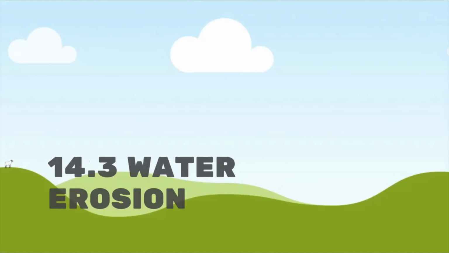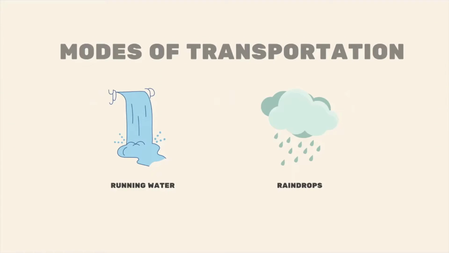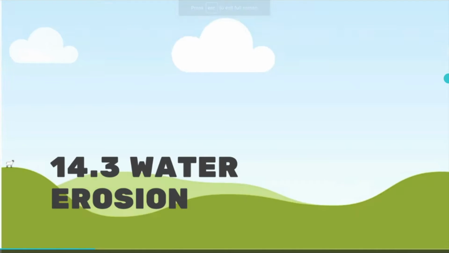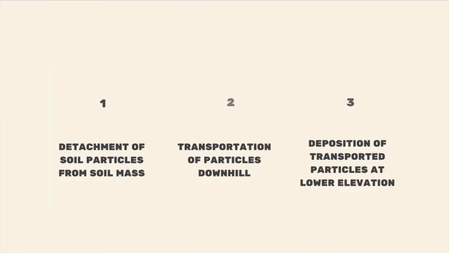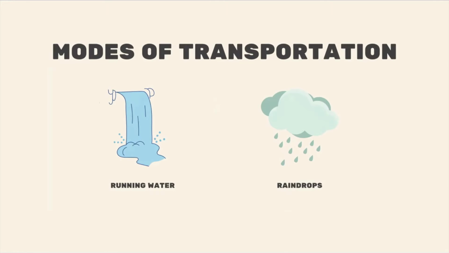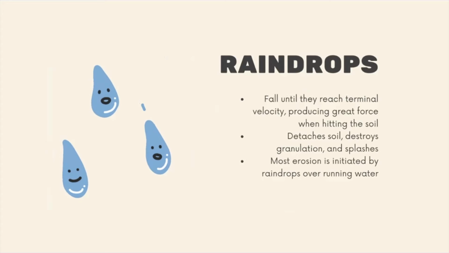The next section is going to be more about water erosion, and so the steps of water erosion are detachment of soil particles from the soil mass, transportation of particles downhill, and deposition of transported particles at a lower elevation. There are two main modes of transportation for water erosion, which is through running water and raindrops. Running water is a little self-explanatory because the water runs over the soil and the sediment, and it picks up pieces and transports it to other places.